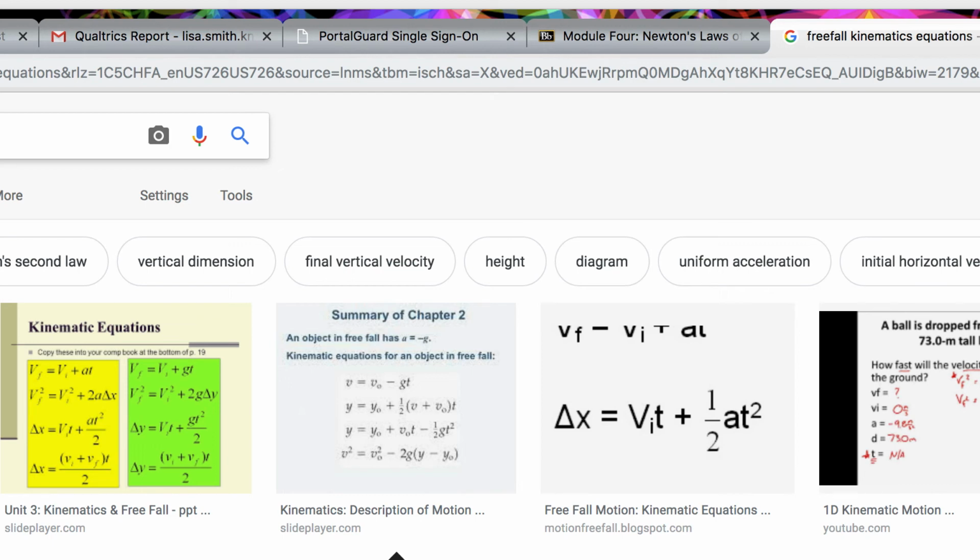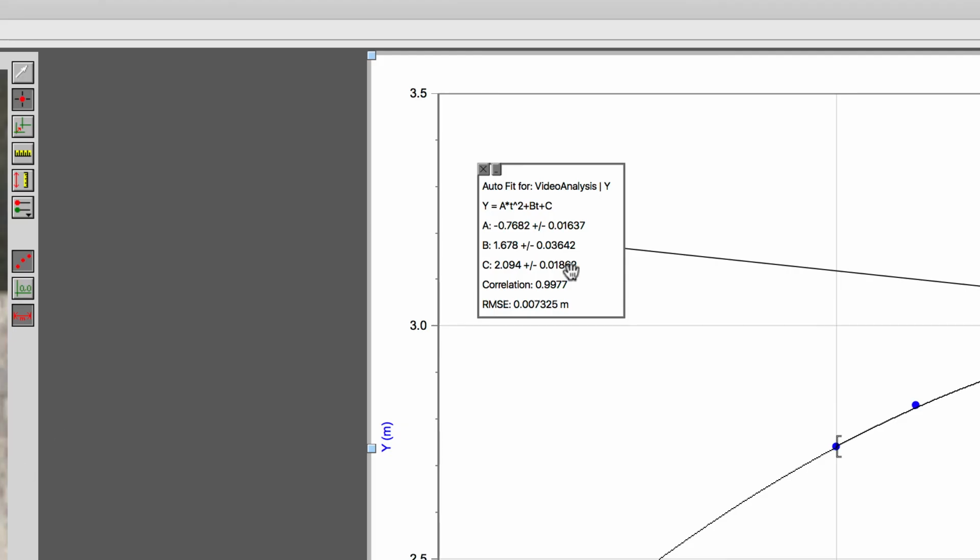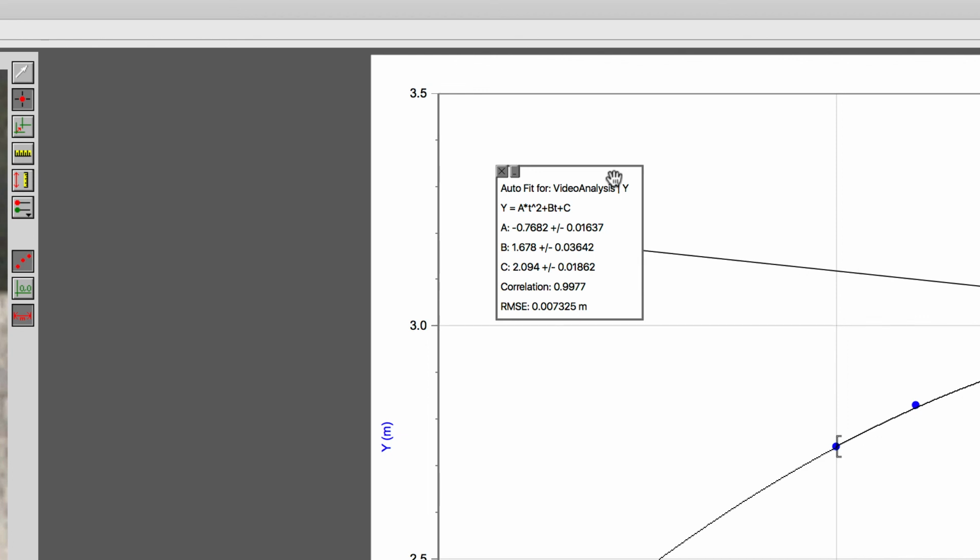Okay. So what this means is that A is negative 0.7682. That should be half of gravity of the moon. B is 1.678. That should be the initial velocity of the astronaut when he left the ground. And C should be the initial position of the astronaut at 2.094. So now I've got this equation that is basically the same thing as that kinematics equation. So I've got some information about the astronaut.